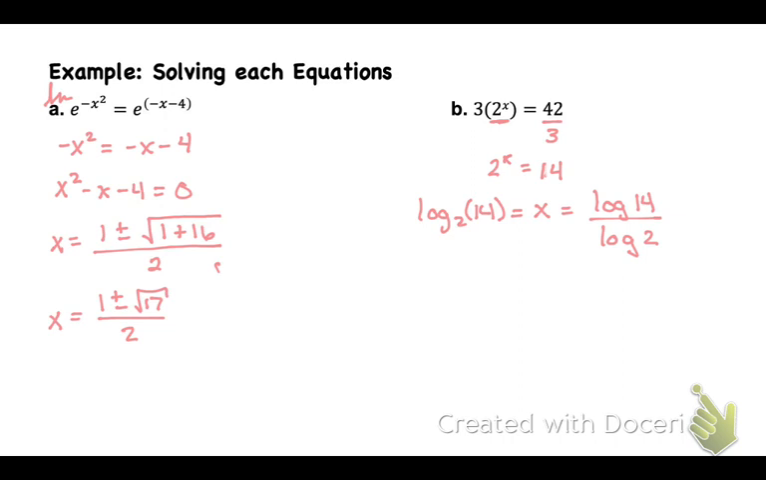Now, if you go and you look at CalcChat, this is how they're going to tell you to do it. And I am perfectly fine with this. This is all good. I'm happy. Don't think you have to change. What they say to do is to take the natural log of both sides.